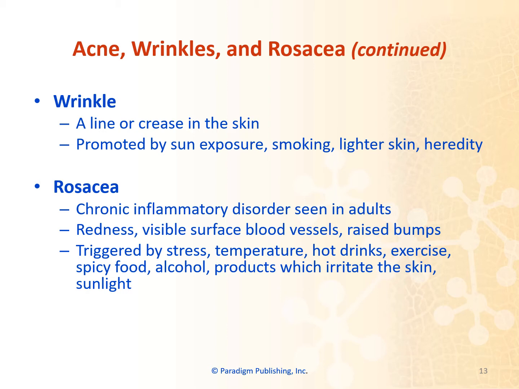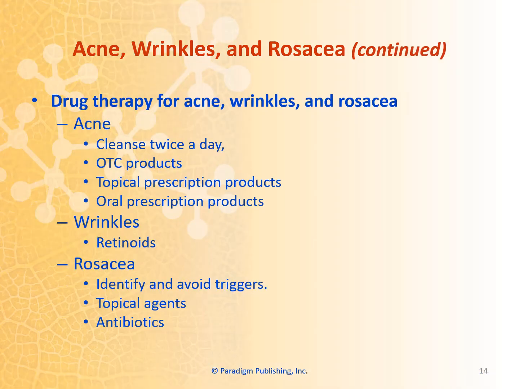Rosacea is a chronic inflammatory disorder seen in adults. It includes redness, visible surface blood vessels, and raised bumps. It's triggered by stress, temperature, hot drinks, exercise, spicy food, alcohol, products which irritate the skin, and sunlight.